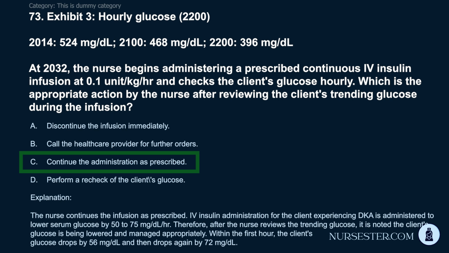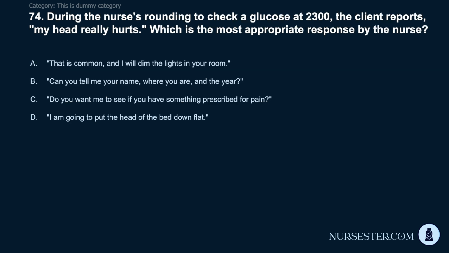Insulin administration for the client experiencing DKA is administered to lower serum glucose by 50 to 75 mg per deciliter per hour. Therefore, after the nurse reviews the trending glucose, it is noted the client's glucose is being lowered and managed appropriately. Within the first hour, the client's glucose drops by 56 mg per deciliter and then drops again by 72 mg per deciliter.